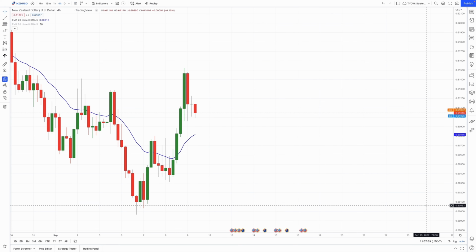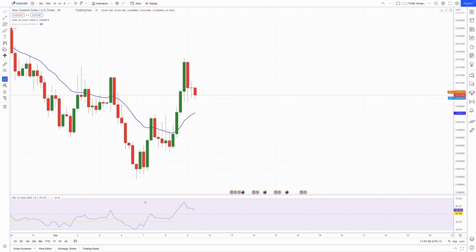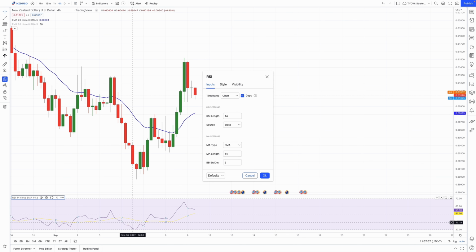So to add an RSI, let's go back to indicators, and I have saved Relative Strength Index as a favorite, so we can click on that and it will immediately bring up the RSI. Now we can see we have the purple line and we have a yellow one here, which is quite hard to see. So this is once again one of the new updates in TradingView.